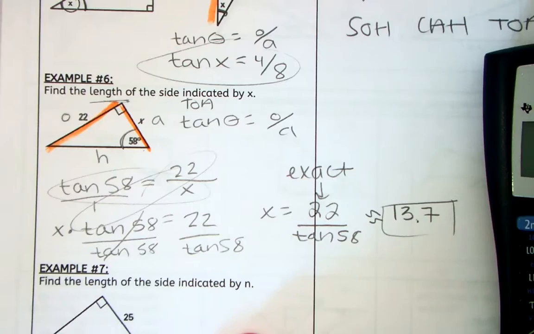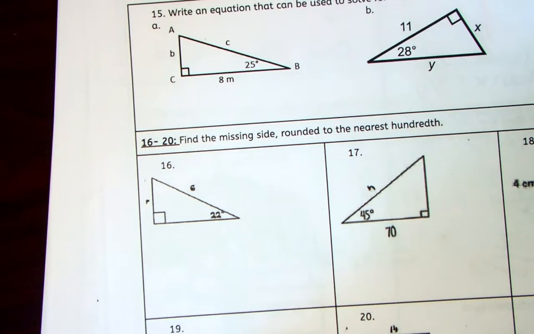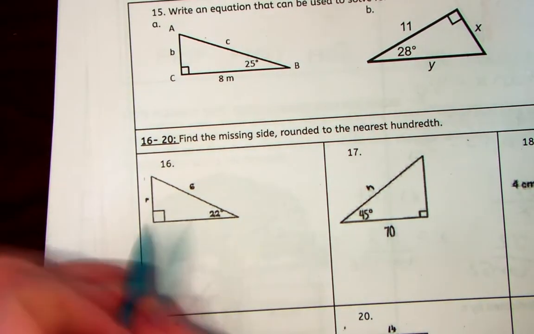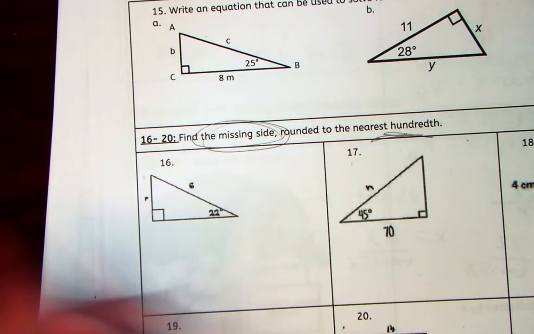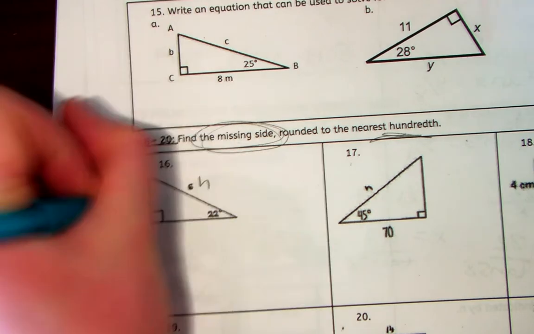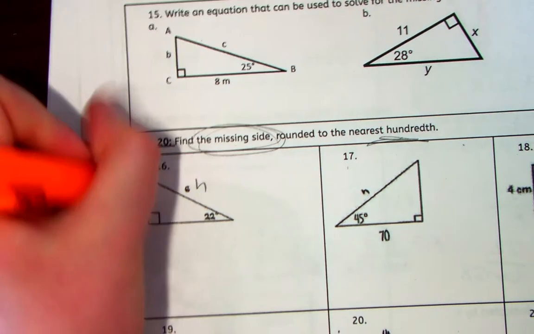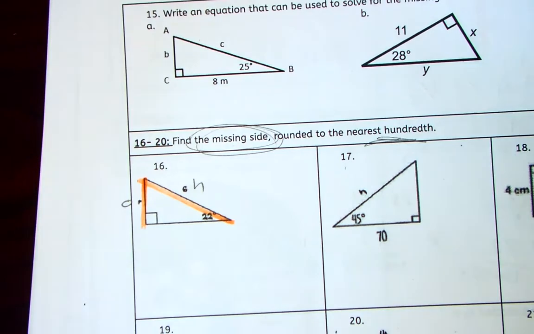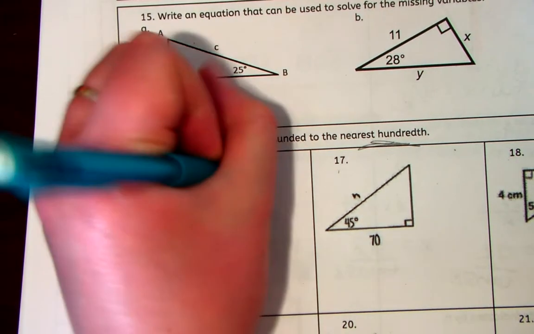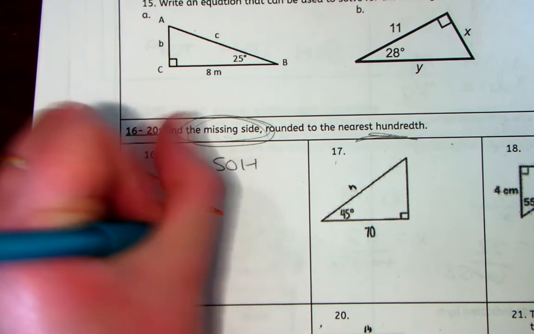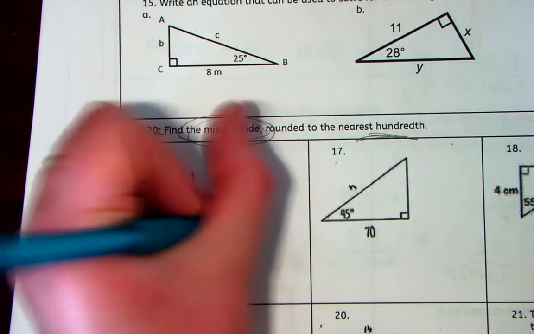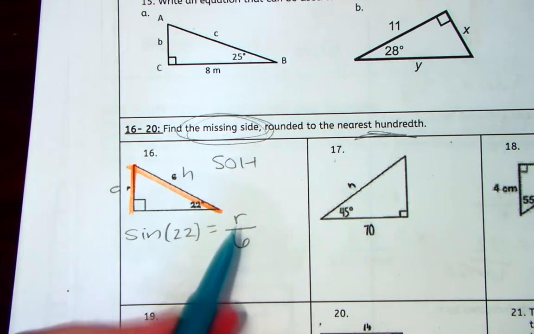Okay? We're going to actually skip over example 7, and I'm going to show you number 16 in your heavy practice. Quick, okay? So when I go here, finding the missing side, round to the nearest hundredth, okay? Cool. So I'm going to do the thing where I code: hypotenuse, opposite. I'm noticing immediately that O and H are relevant. When I think of SOH CAH TOA, I'm going to use the SOH setup. So I'm going to say sine of 22 is equal to opposite, which is R, over hypotenuse, which is 6, right? That was O over H.